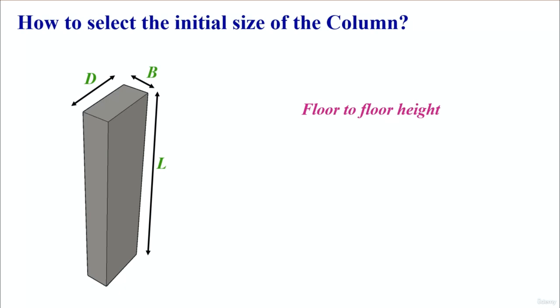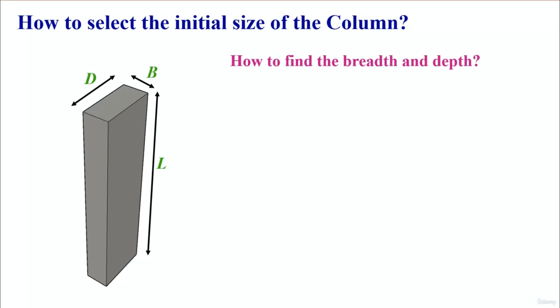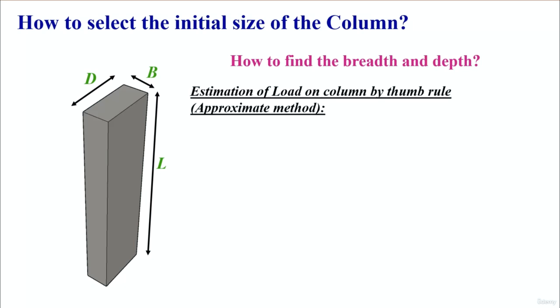But we need to find out the depth and breadth of the column. So how do we find that? So let's learn from this video. Before finding out the breadth and depth of the column, we have to find out the load coming on the column. So let's estimate the load on column by thumb rule. It is an approximate method. So by arriving the load on the column, we can arrive the size of the column, like breadth and depth of the column. So by using the breadth and depth, we can start analyzing the structure.